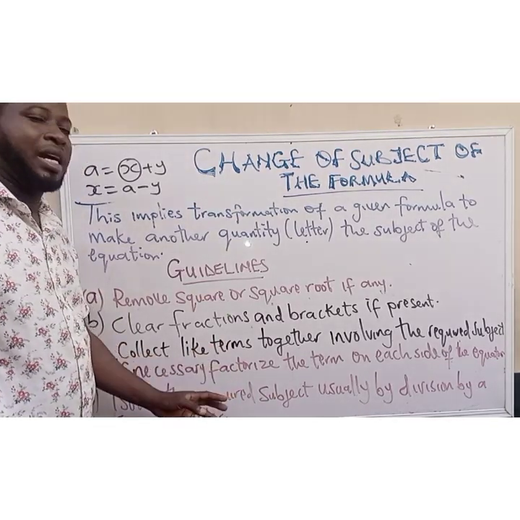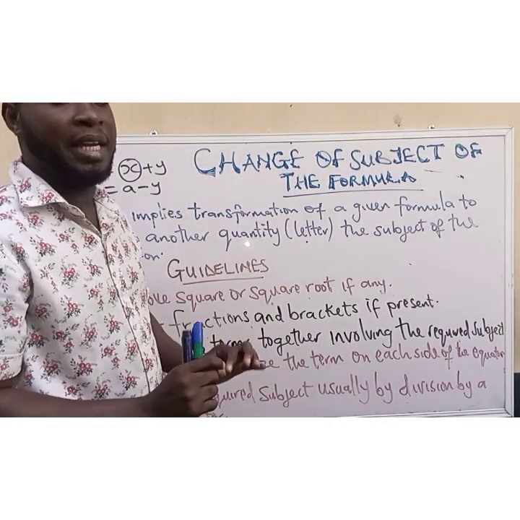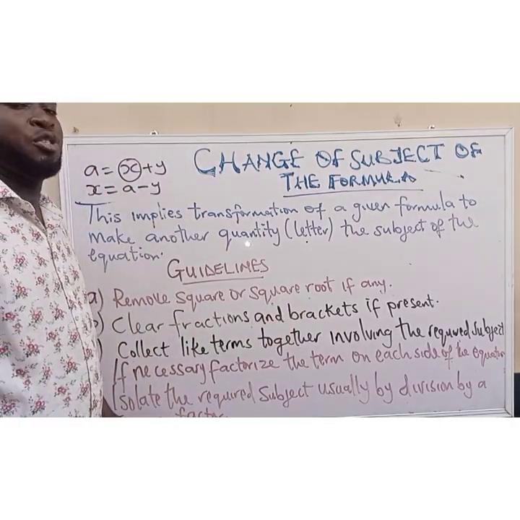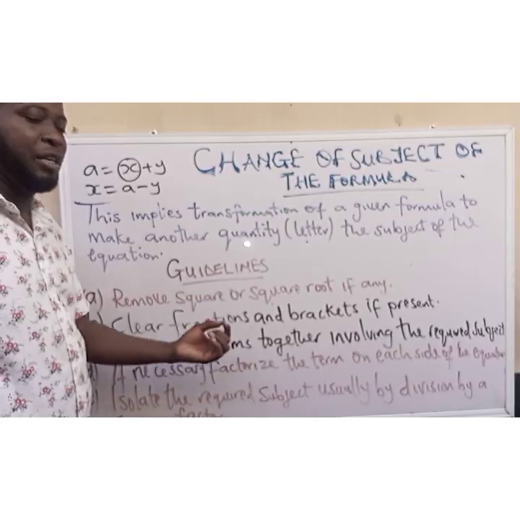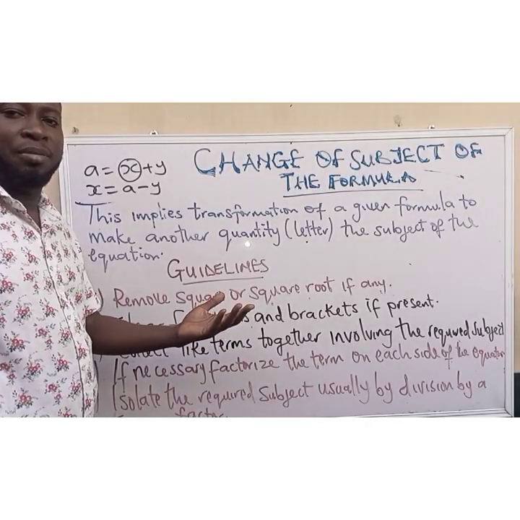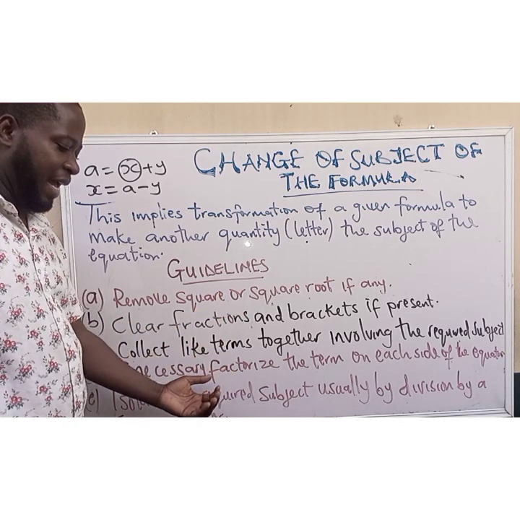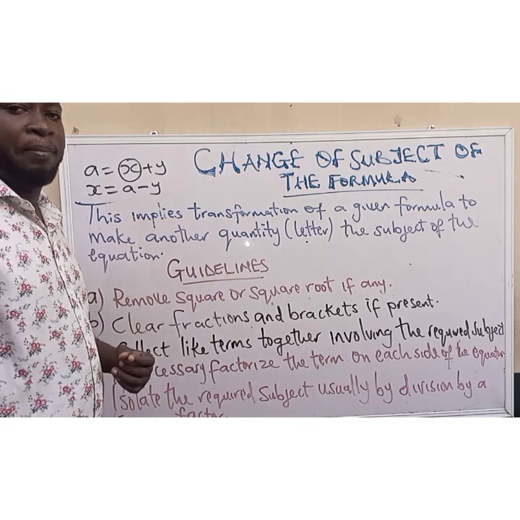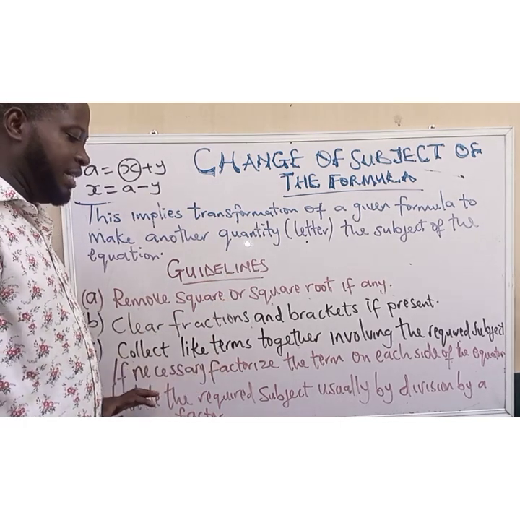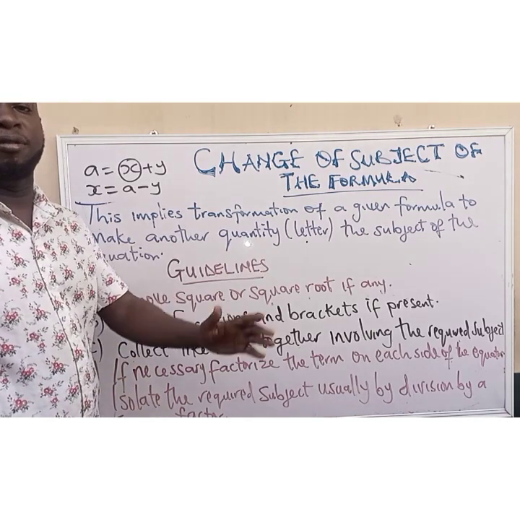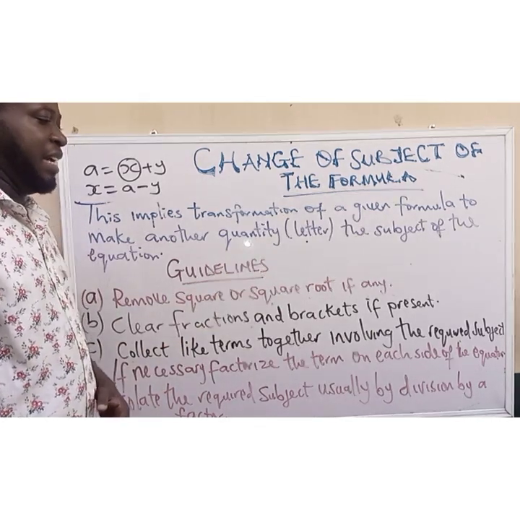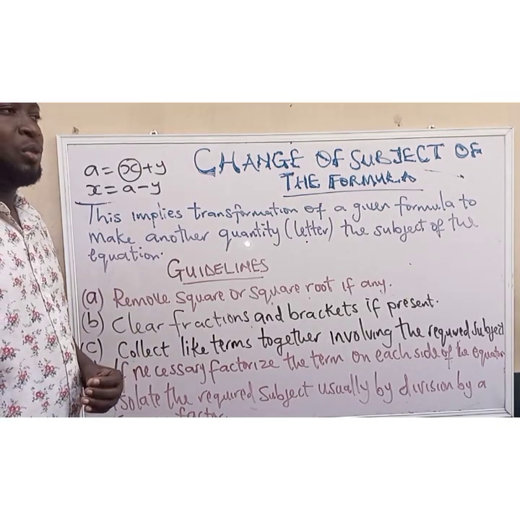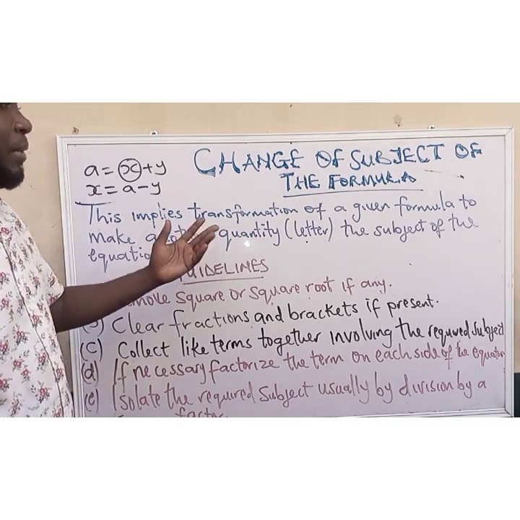That is, before we can get our final answer when we are trying to make a particular letter the subject of the equation, you isolate the required subject. If you are making x the subject of the formula, you try to bring the x to one side, you isolate it. That is how to make a particular letter the subject of the formula. You isolate the subject, then you get your final answer. So these guidelines are going to help us when we start solving examples. So let's solve some examples on this particular topic.